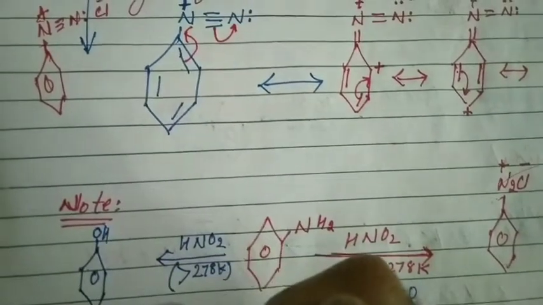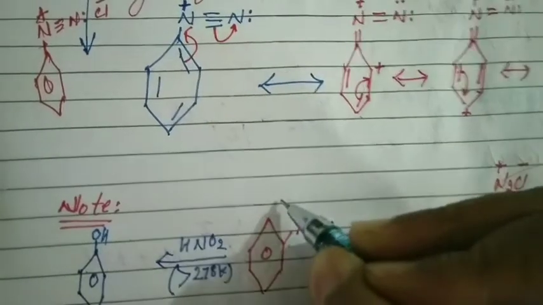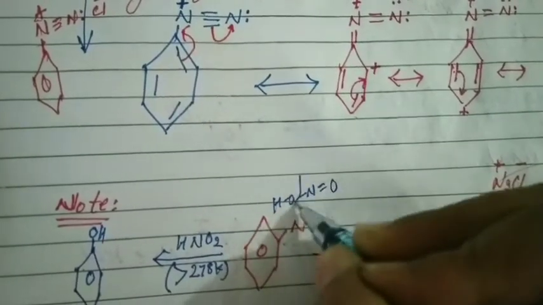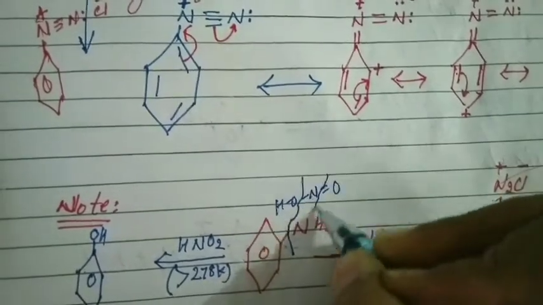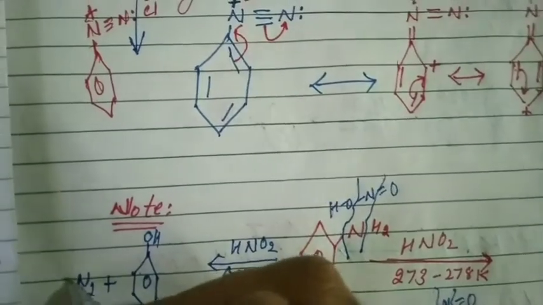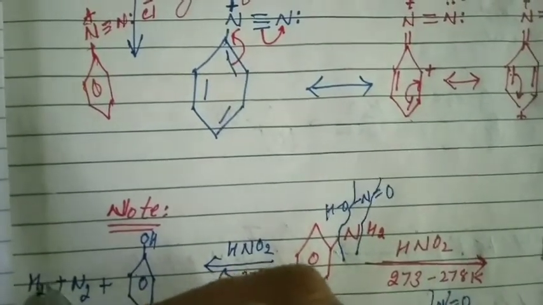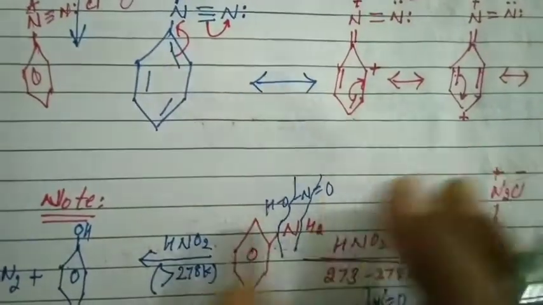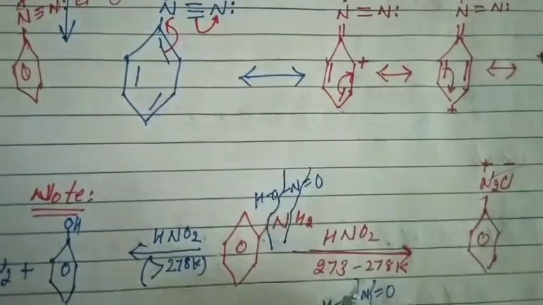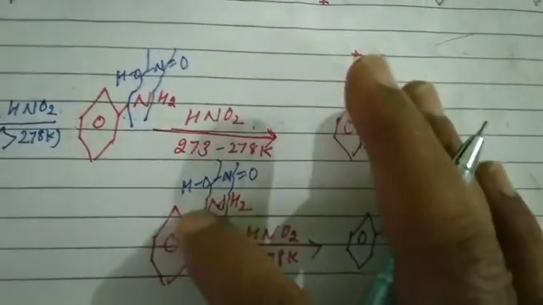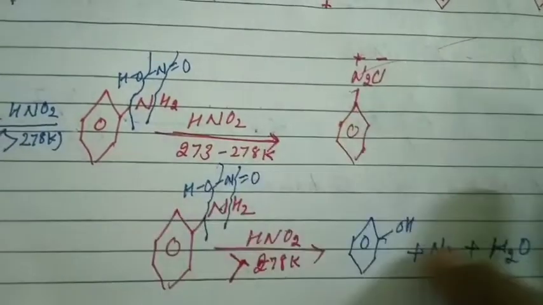Above 278 Kelvin temperature, it undergoes reaction with nitrous acid. You know nitrous acid, HNO2. Now this reaction proceeds. Bond breaks, phenol plus N2 plus water. It is an important question in competitive exams. What is the major product? Which product is obtained upon treating aniline with nitrous acid above 278 Kelvin temperature? Definitely you will take phenol. That's the reaction of aniline with nitrous acid above 278 Kelvin. I told you the phenomenon. C6H5OH plus N2 plus water.